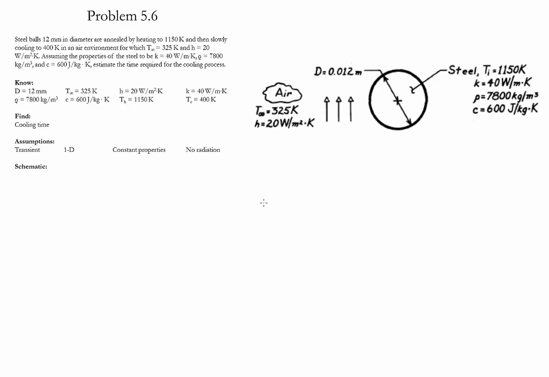Problem 5.6. In this problem, we have steel spheres with a diameter of 12 millimeters, which are annealed by heating them to an initial temperature of 1150 Kelvin and then slowly cooled to 400 Kelvin. They are placed in an environment in which the temperature of the air is equal to 325 Kelvin. The properties of the air are provided, as well as the properties of the steel. We need to determine the time that is required for this cooling process.